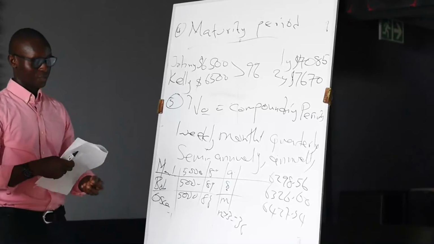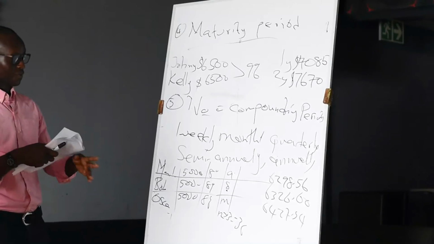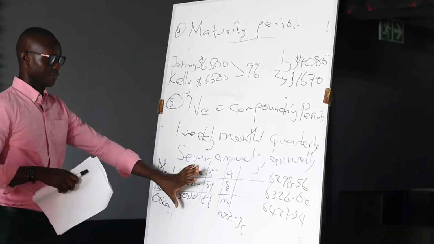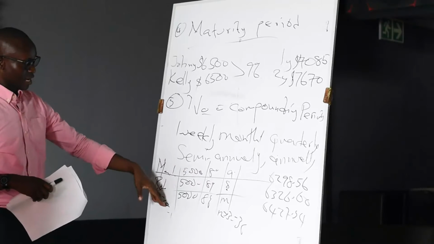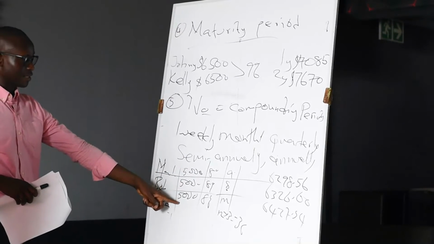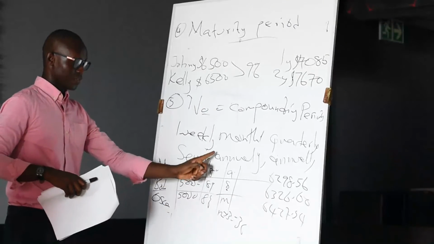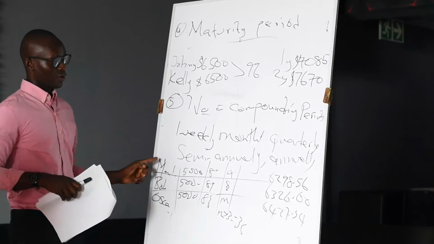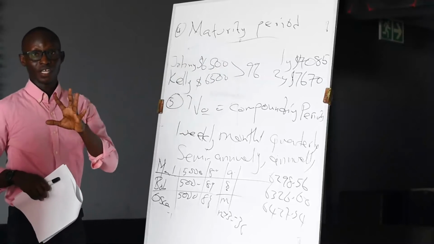This is a simplified calculation. I've eliminated all the calculations that are involved. Now, Martin, they are investing with a starting capital of 5,000 USD. They all have the same interest rate. They are all investing with a maturity period of 3 years.